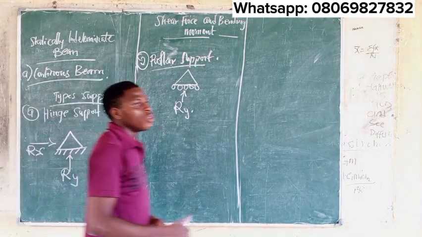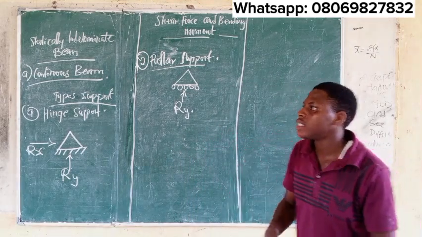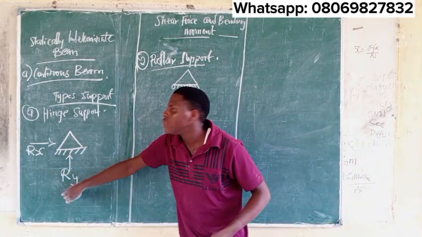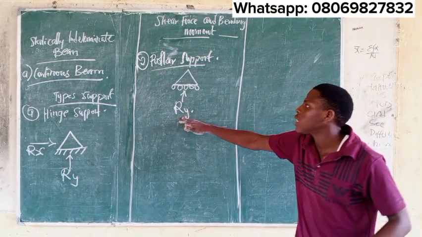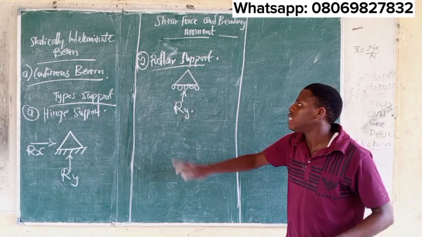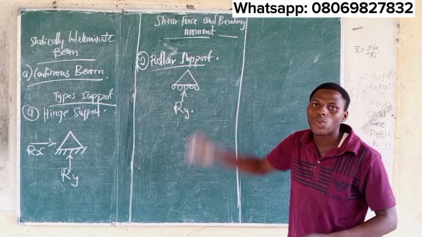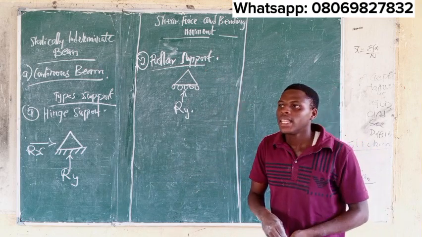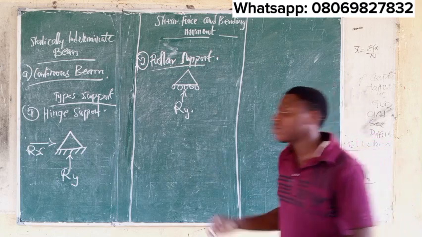But if you are seeing a hinge support in the question, then you know that you have to calculate for your two reactive forces. But if the question has a roller support, then you know that your roller support is characterized by one reactive force. That's the reaction towards the y-axis. Now the last type of support which we'll talk about is what we call the fixed support.